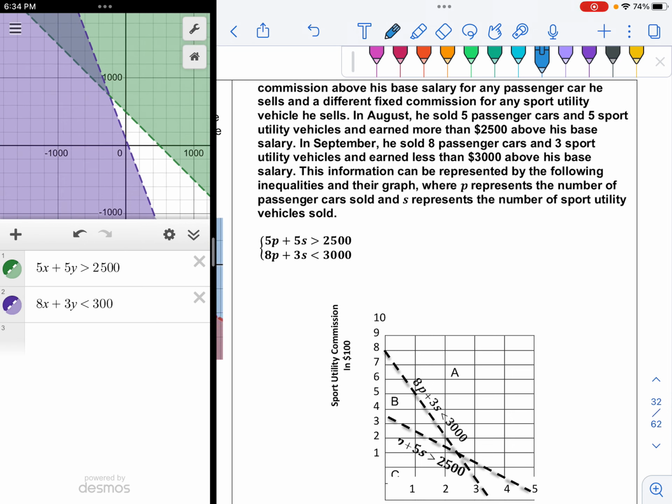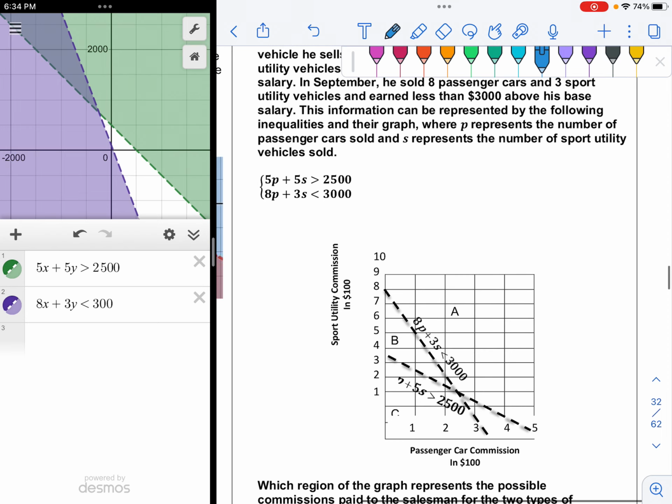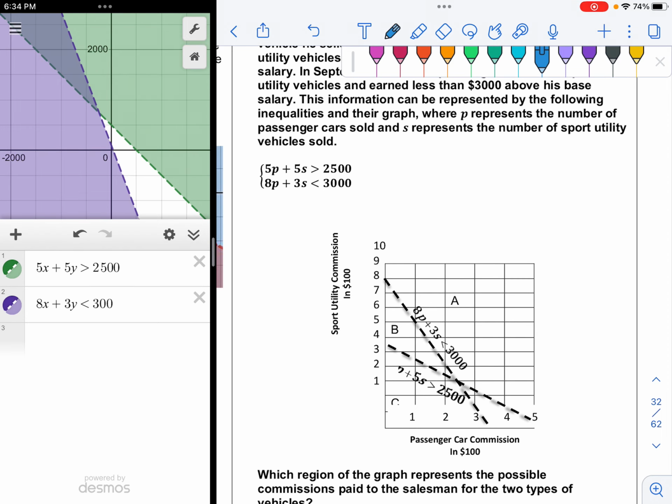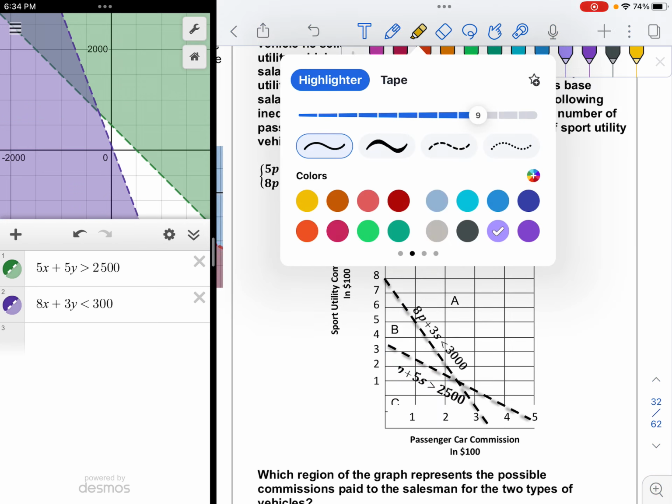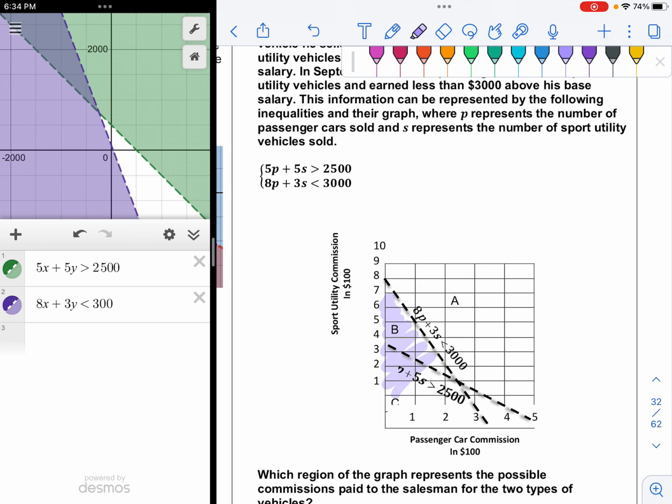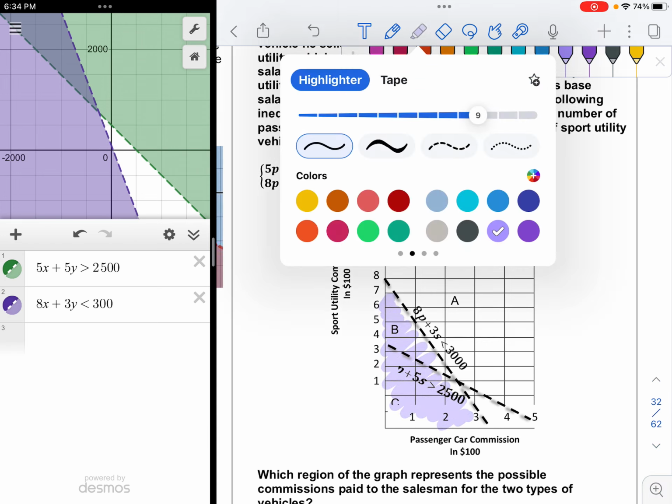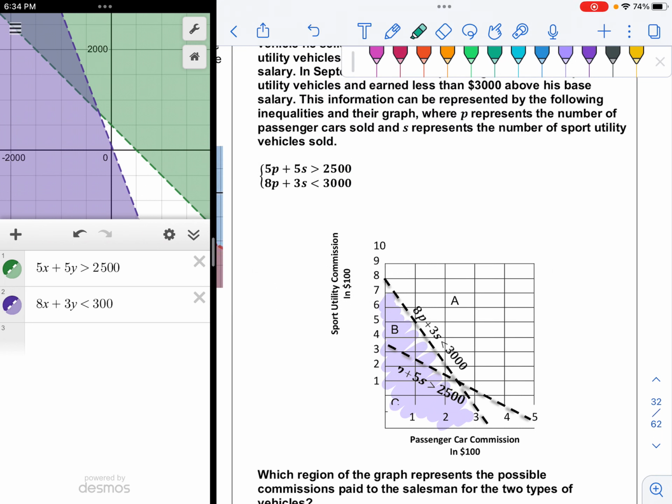Okay? So we see that this inequality has some shading. So basically what they're saying is that bottom line, that purple line, that 8p plus 3s, or in that case x and y, would be shaded below because it says that it is less than 3,000. Let me actually do it in a highlighter so we can still see what's going on under there. However, the other graph, the green graph, is saying that it is greater than p plus 5s. So that would be shaded this way.